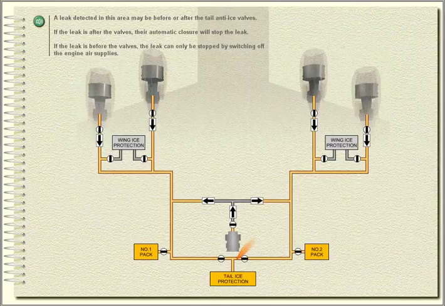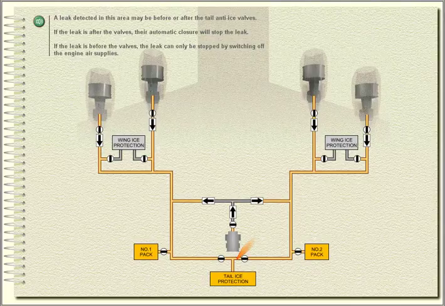A leak detected in this area may be before or after the tail anti-ice valves. If the leak is after the valves, their automatic closure will stop the leak. If the leak is before the valves, the leak can only be stopped by switching off the engine air supplies.